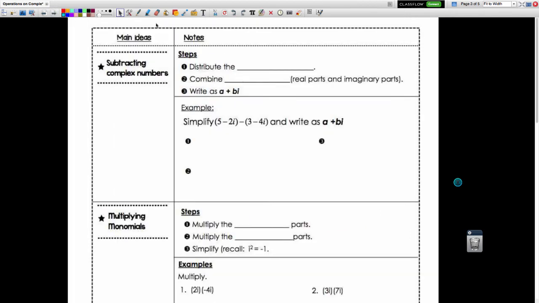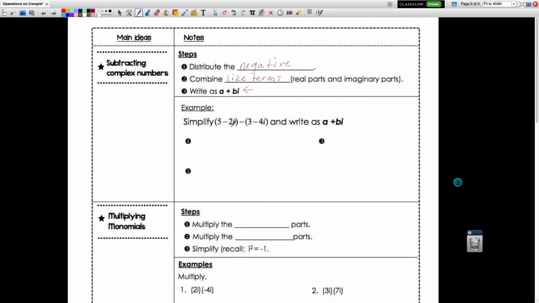So let's take a look at subtracting. Subtracting is the same, all right? You're going to distribute the negative, which is the same thing as just distributing this negative sign, which is like a subtraction sign. You're going to combine like terms. So we're basically adding, and then you write your answer as a plus bi.